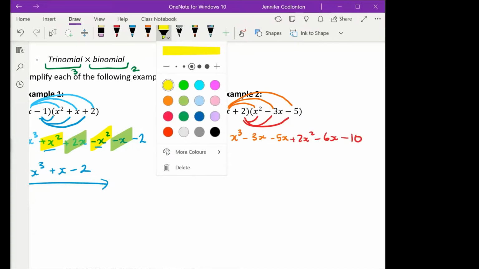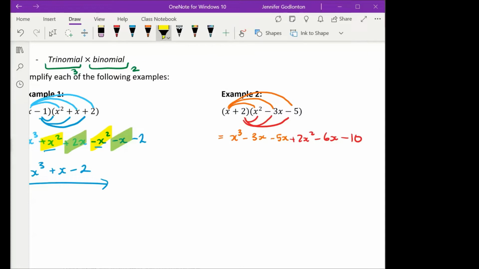Let's look for our like terms. Let's group them together. Have I messed something up? This should be squared. Sorry. x squared, x squared, x and x. And then let's give that answer. So we're going to have x cubed. Negative 3x squared plus 2x squared is going to give us negative x squared. And then negative 5x minus 6x gives us negative 11x. And then we've got our minus 10 right at the end.